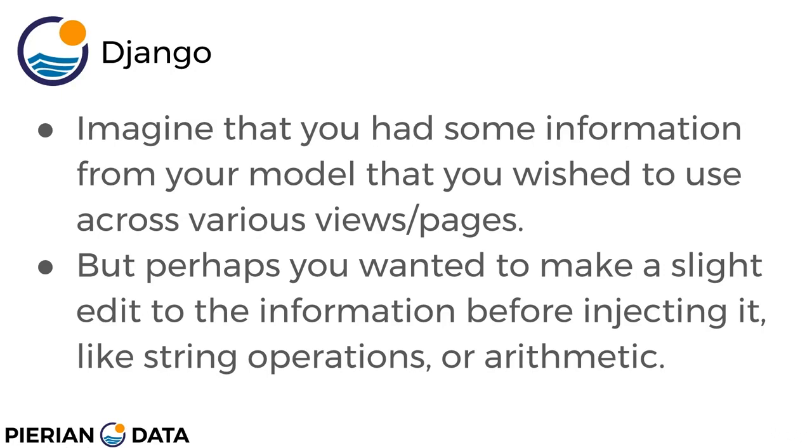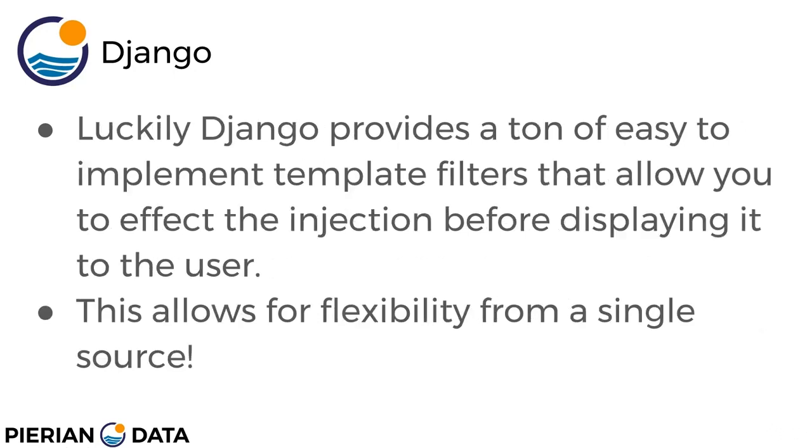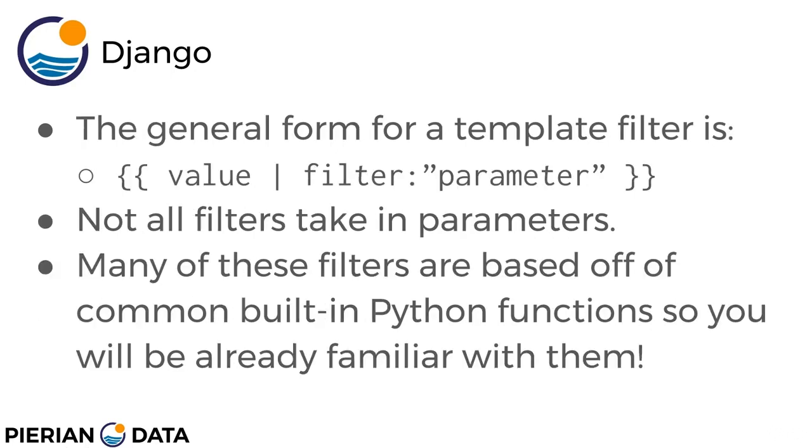For example, maybe on a certain web page you wanted the string to be in all capital letters, but on another web page you just wanted it to be in lowercase. Well, how do you actually deal with that? Luckily, Django provides a ton of easy to implement template filters that allow you to affect the injection before displaying it to the user. And this allows for flexibility from a single source. So you don't have to worry about editing the source on the Python side, you can actually edit it using templates on the website. So the general form of a template filter looks like this.